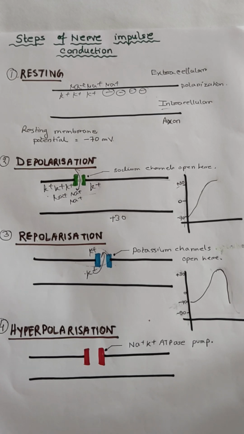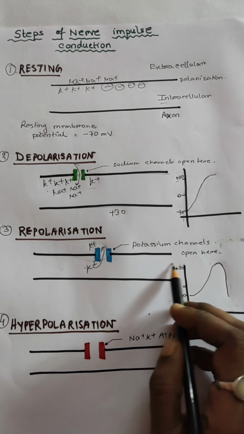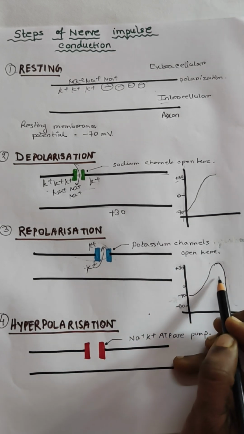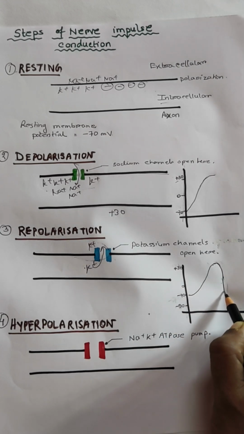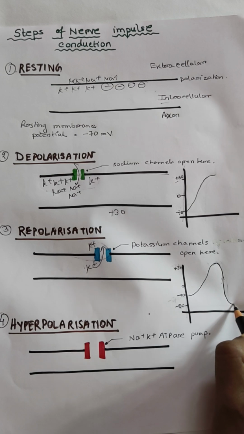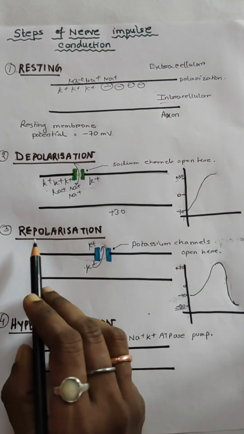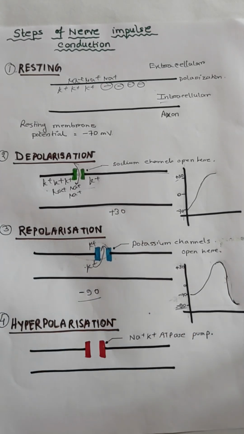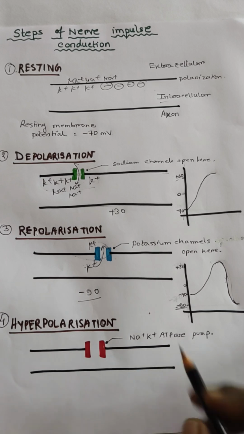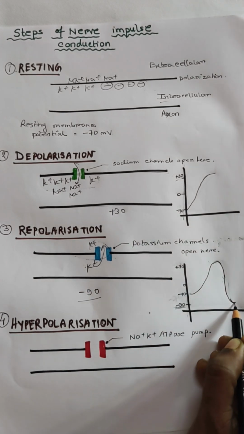In hyperpolarization, what happened actually? I have skipped one thing, that as the negativity is becoming high and positivity becoming low, so the value comes up to minus 90. So in the repolarization state, the potential difference becomes 90. It becomes more negative. At that point, minus 90.